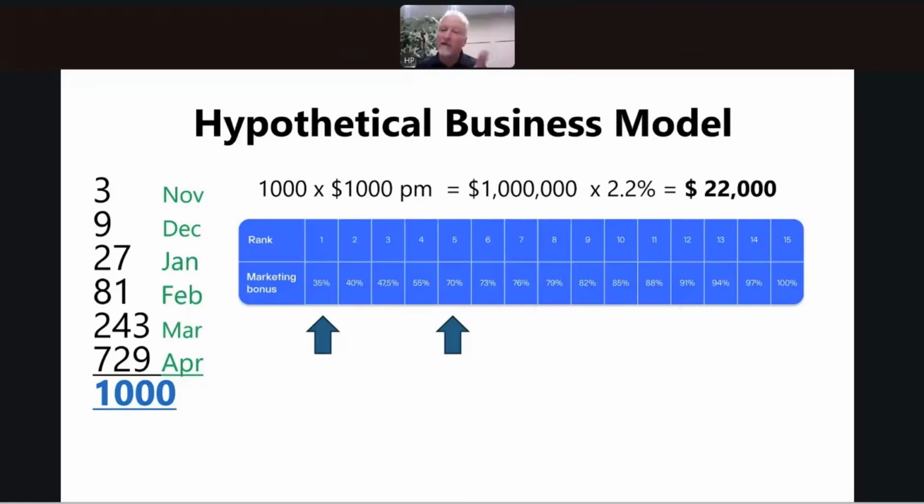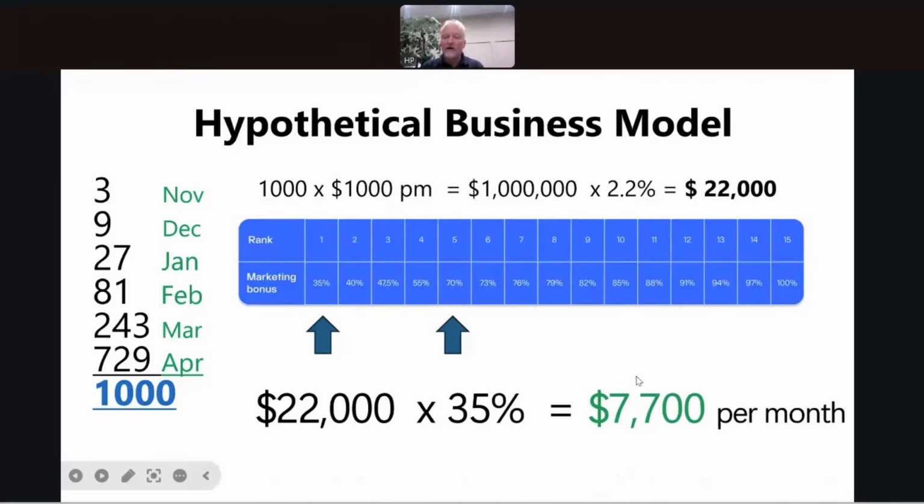Let's say you're getting 35% of the 22,000. You get 7,700, which I promised you, but you don't get it once. Next month, you get it again. Next month, you get it again. If your customer base doesn't grow, you still get it again, and you get it again.